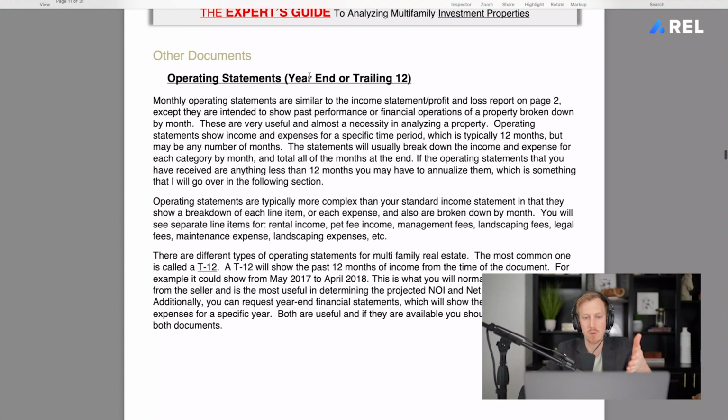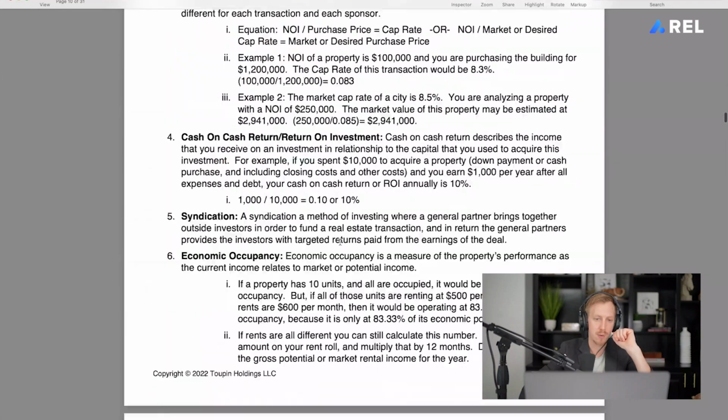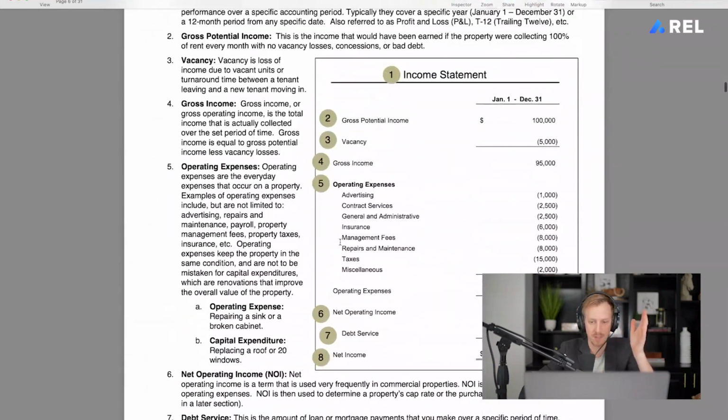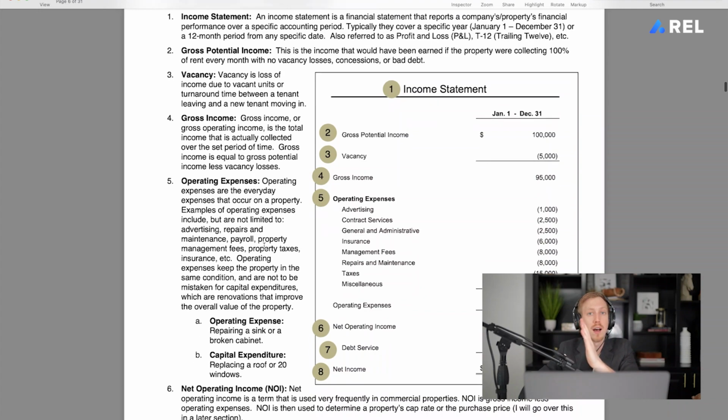Operating statements, we've gone over this, year-end or trailing T12. You'll be able to see in here. Basically an operating statement is normally an income statement, but it shows month by month over 12 months. It's going to show us a T12, a 12-month, month-by-month financial statement. So those are a bunch of basic general financial terms.